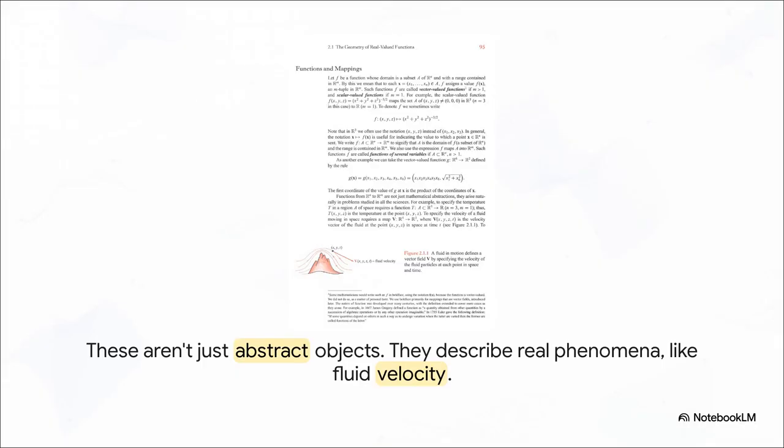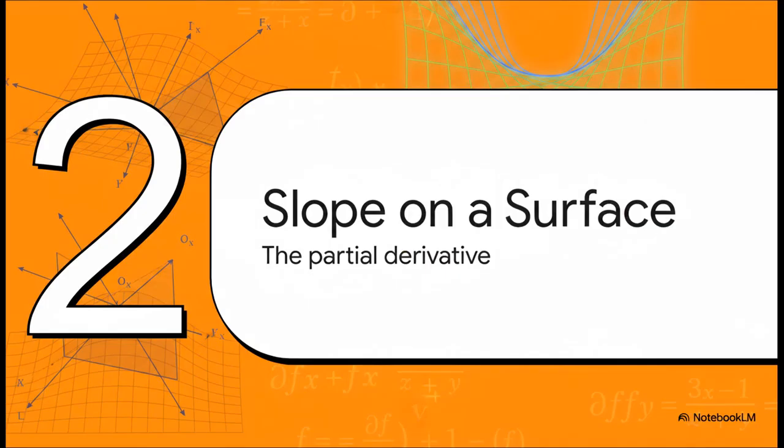And this is a perfect example of how these functions aren't just abstract math problems. Not at all. They're the language we use to describe real-world stuff, like the temperature at every point in a room, or, as you see right here, the velocity of a fluid at every single point in space. So now that we can picture these surfaces, let's figure out how we can actually do some calculus on them. Specifically, how in the world do you find the slope of a surface?